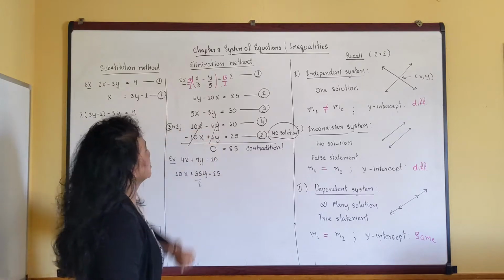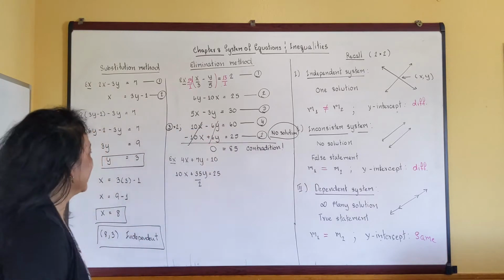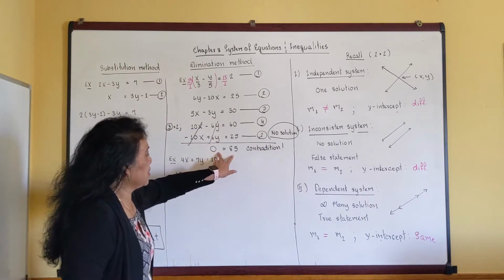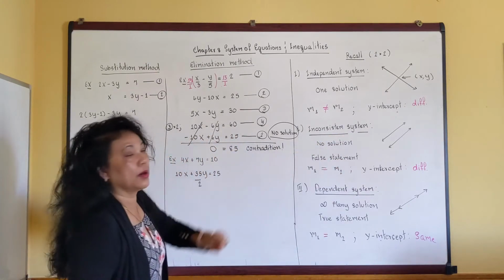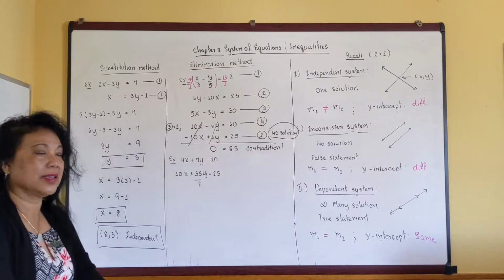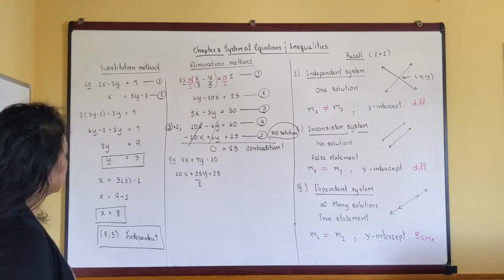Let me double check. Yes, that's correct. All right. So you have a false statement, no solution, inconsistent. If you draw a graph, it should be parallel lines. Let's look at the next one.